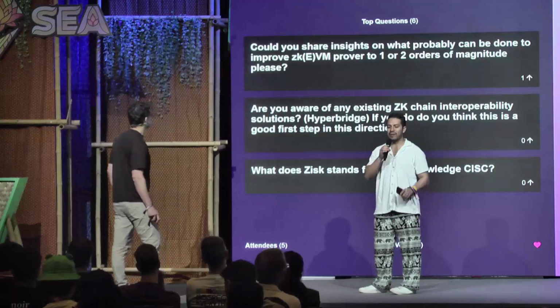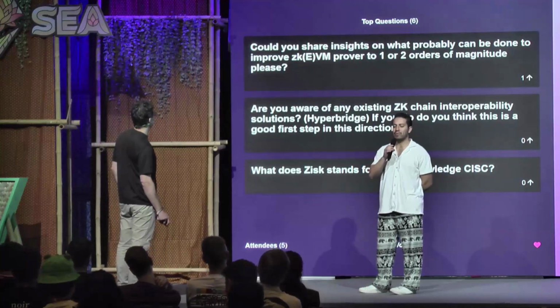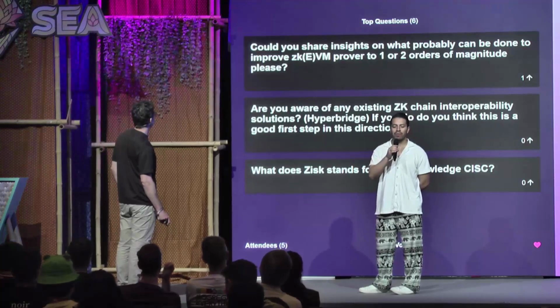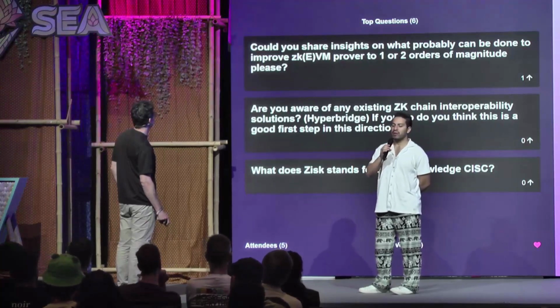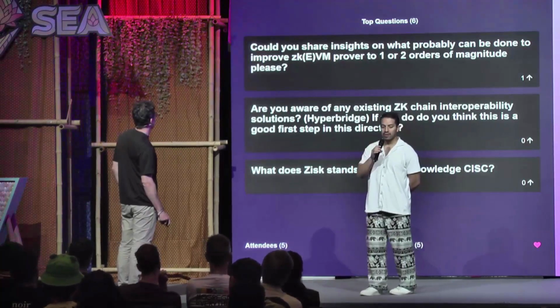And I think we have a chance for one more, quick. Just trying to be futuristic. Can you give insights on what could probably be done in order to improve the ZK-EVM or VM prover by 1 or 2 orders of magnitude?